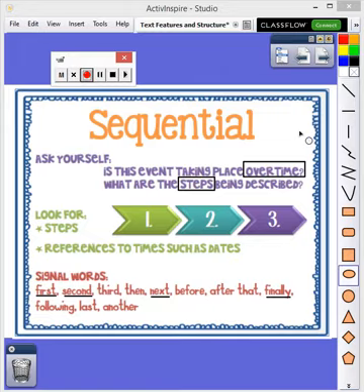The second type of text structure is sequence. This means over time or steps. So think about the order of something. Again, there are many signal words for sequence. These are just a few examples. Four signal words that you may hear are first, second, next, and finally.